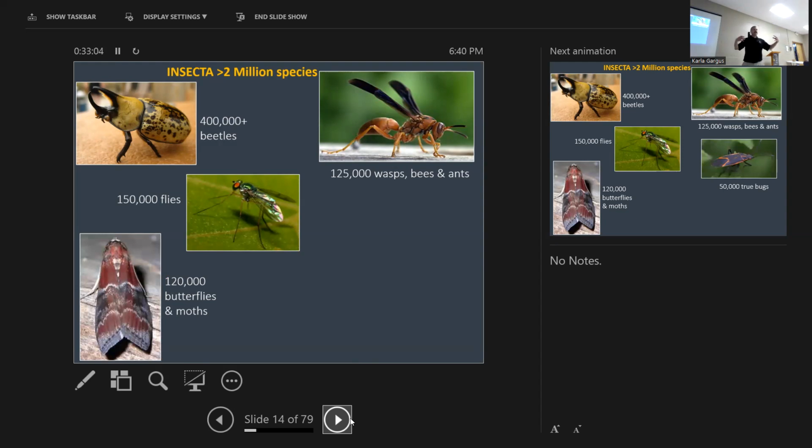Then the butterflies and moths. These are the creatures that have beautiful wings with scale-like structures that sometimes are really ornately colored or very dull colored to hide out in the bushes, things like that. So the butterflies and moths, sometimes we really run into some trouble with certain moth species and pests.